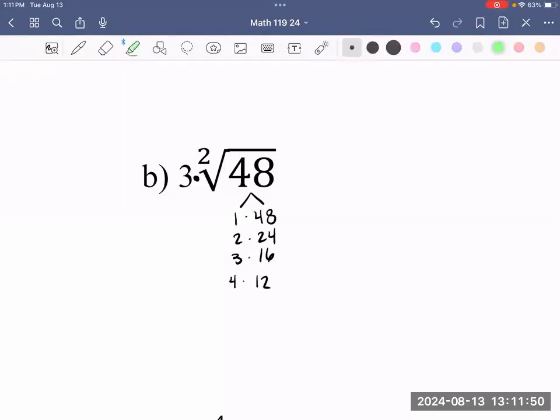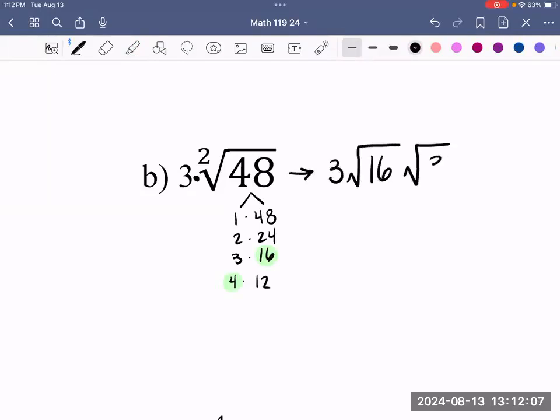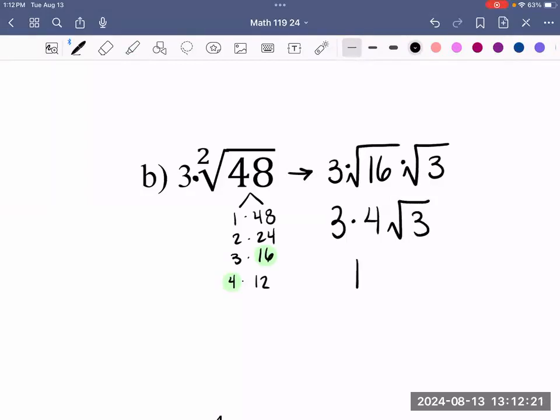All right, and we can kind of stop, but looking around, what is the biggest perfect square? We got 16, which is a perfect square, and 4 is a perfect square, but which one is the biggest one? Well, 16 being the biggest one is our better response. We can break this up as the 16 and a 3. The square root of 16 is 4, and this is all through multiplication. So we now just have to multiply 3 times 4, which is 12.